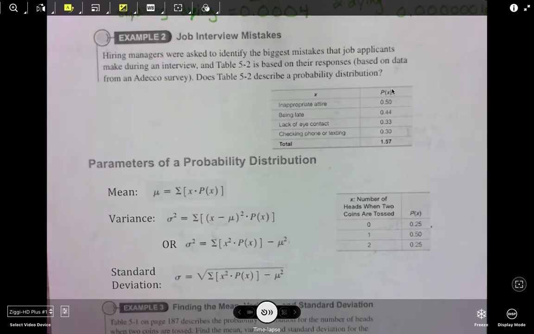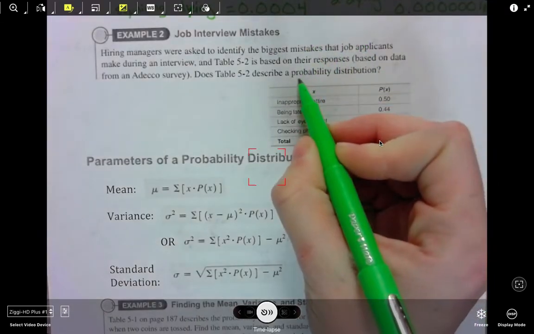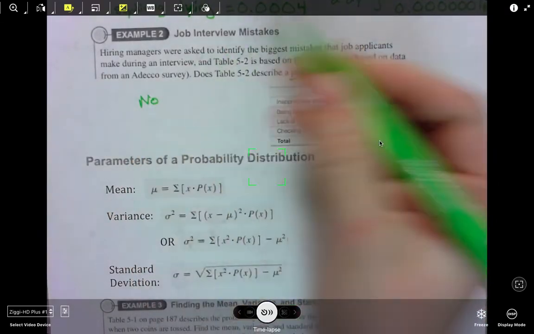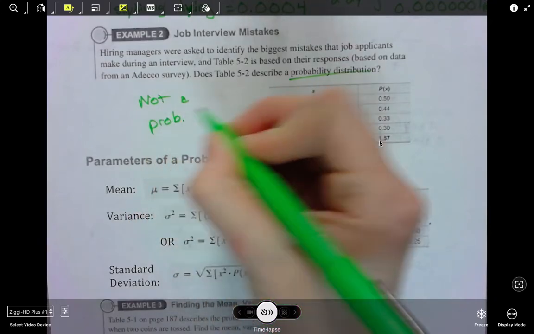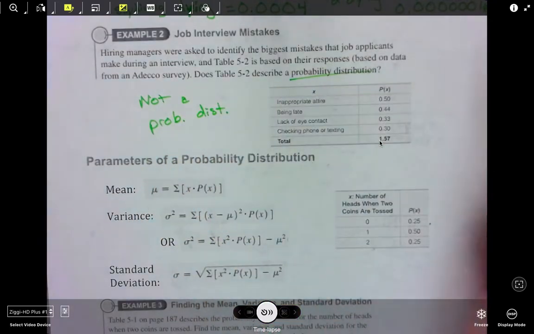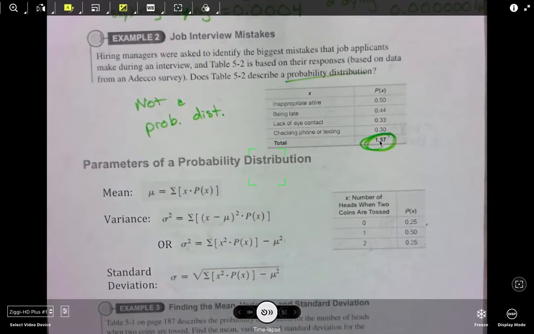But the problem with this is this probability distribution. If you look at this, it adds up to be 1.57, and that is bad. So based upon this data, this is not a probability distribution. No, not a probability distribution because of this number. It has to add up to be one.